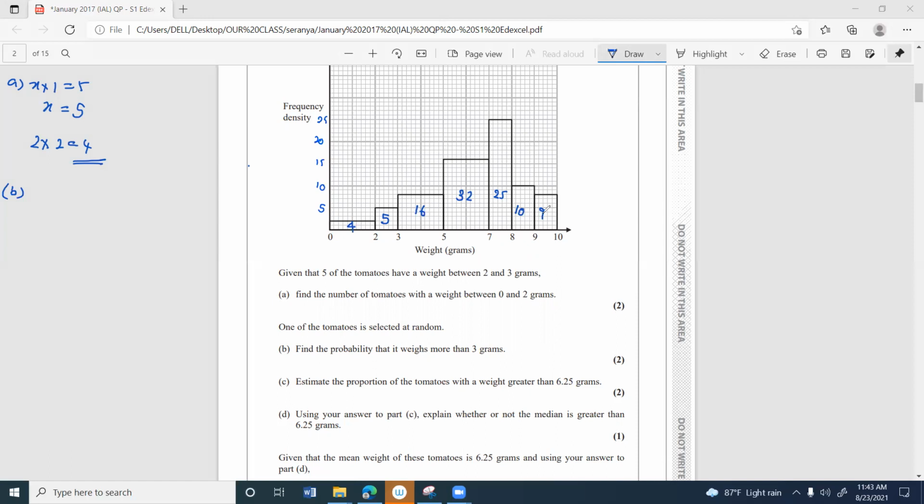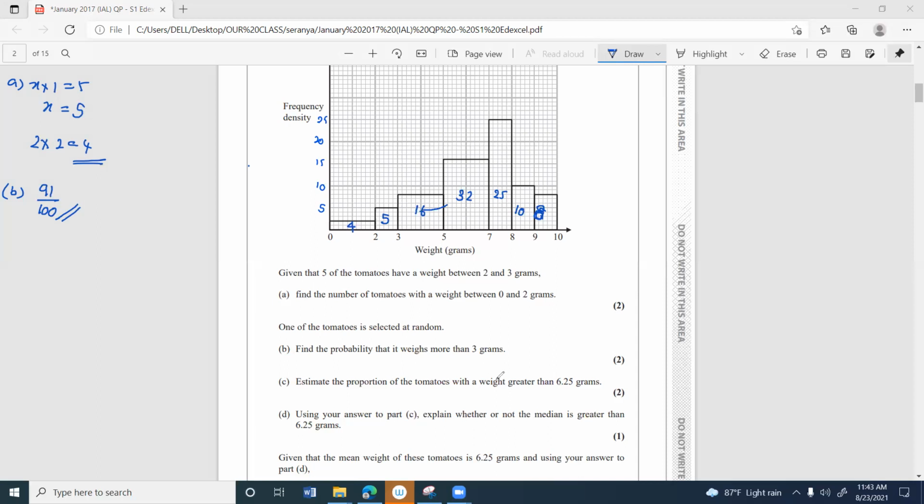We can make sure with that: 4 plus 5 plus 16 plus 32 plus 25 plus 10 plus 9 comes to 101. Sorry, this is 8, not 9. Then we need to find the probability that the weight is more than 3 grams. Now check how many elements are there for more than 3 grams. Here you can see 16, 32, 25, 10 and 8. Altogether there should be 91 out of a total of 100. So this is the probability for that, right?